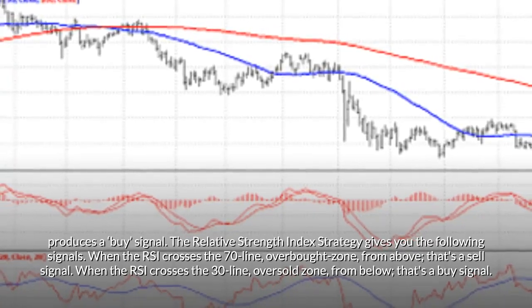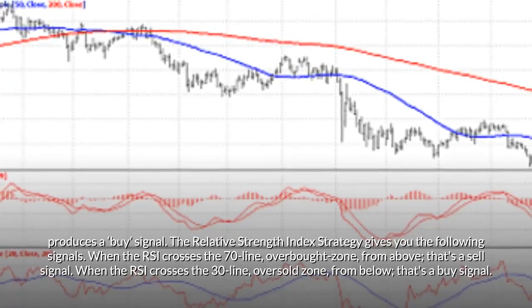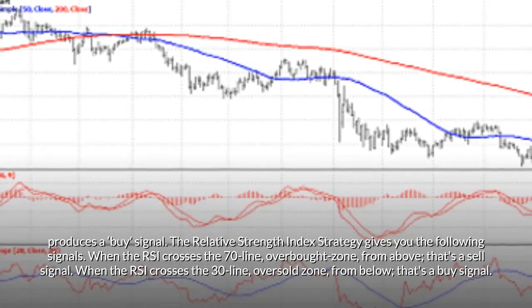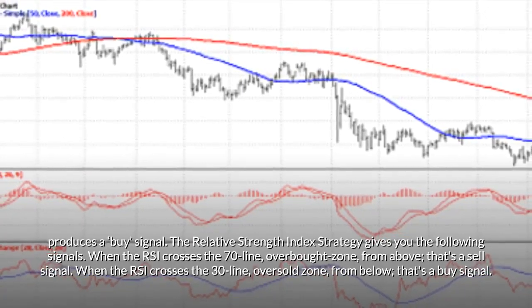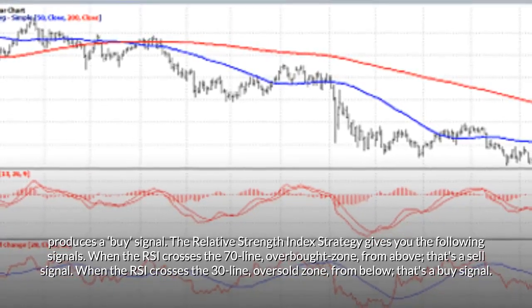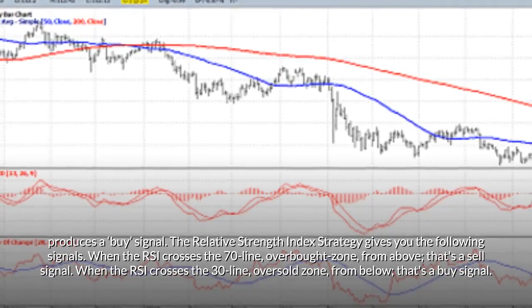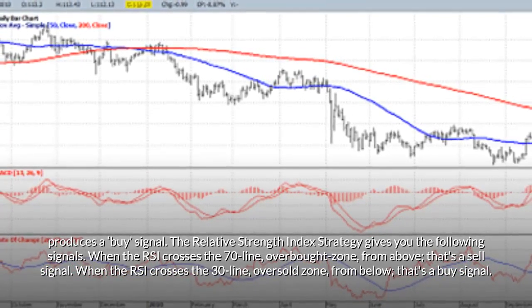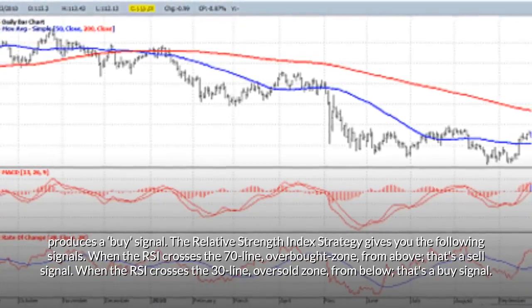The Relative Strength Index strategy gives you the following signals. When the RSI crosses the 70 line, overbought zone, from above, that's a sell signal. When the RSI crosses the 30 line, oversold zone, from below, that's a buy signal.